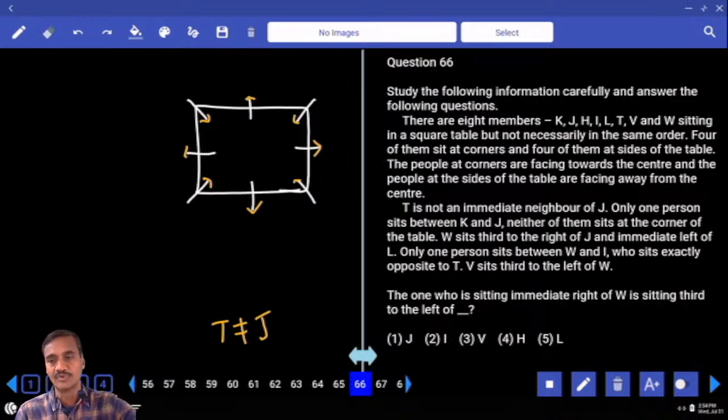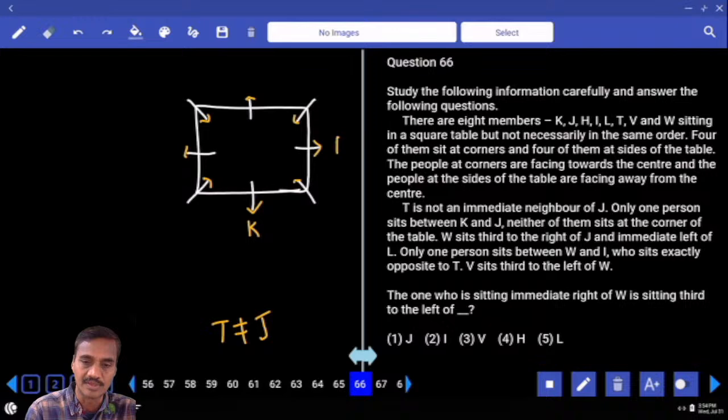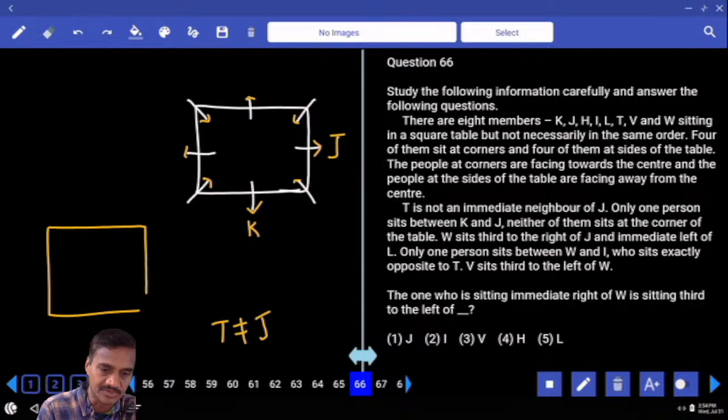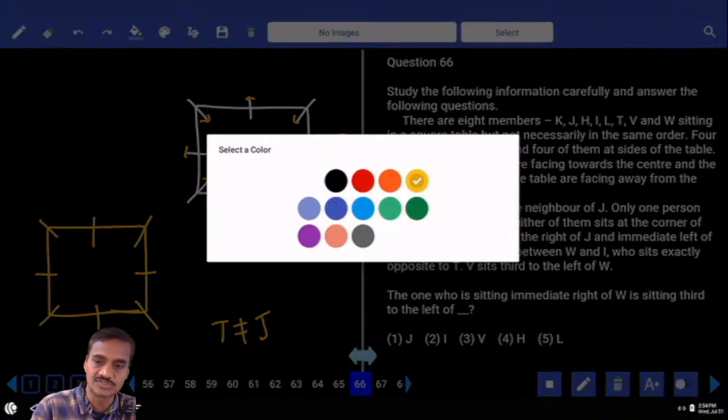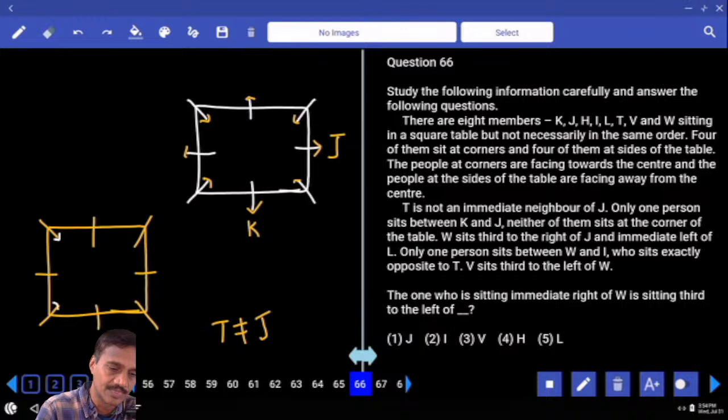And there is only one person who sits between K and J. Neither of them sits at the corner of the table. Then if K is here, that means they must be at the center. And if K is here, J will be here; that is one possibility. Out of these 8 persons, 1, 2, 3, 4, 5, 6, 7, 8, those at the corners face towards the center, and those at the centers face away from the center. Coming back to this, K is here, J is here.